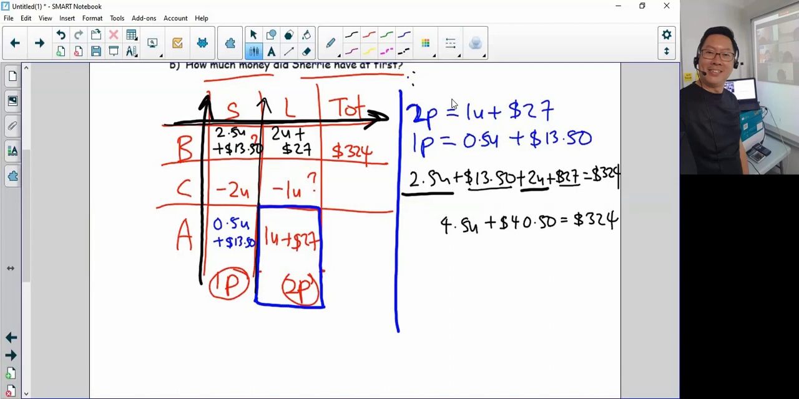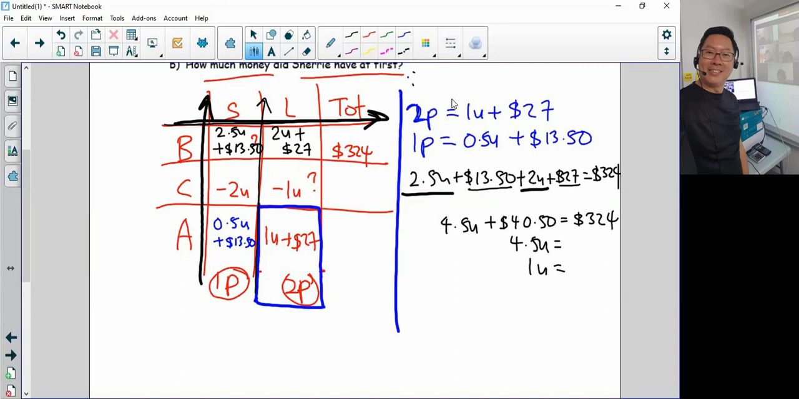All right, you can see that at all times, I'm not looking at the question. So what's the next step? The next step is to find what 4.5 units is, which is what we need to do before we can find the value of 1 unit, right?